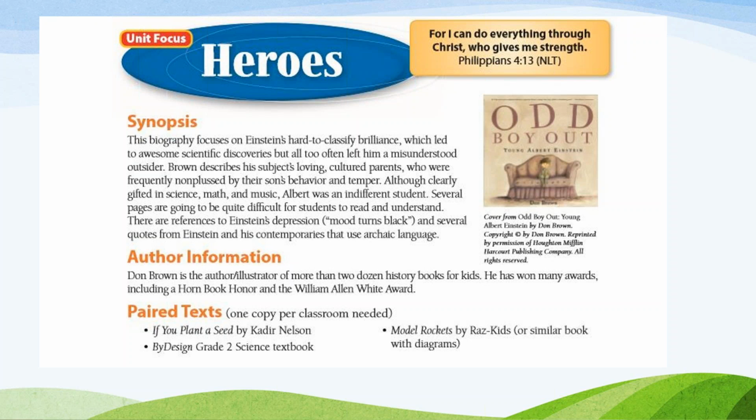Now here you see the paired text, and as was already mentioned, for the paired text, one copy for the teacher per classroom is all that's needed. So these books are not ones that you need to supply a copy for every individual student. Now you'll notice under this list of paired text, by design, the science textbook is referenced. So sometimes these are books that you will already have in your library and are not necessary that you would need to go out and buy new ones.